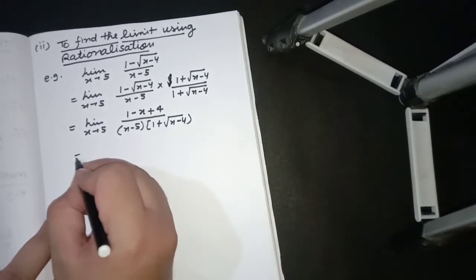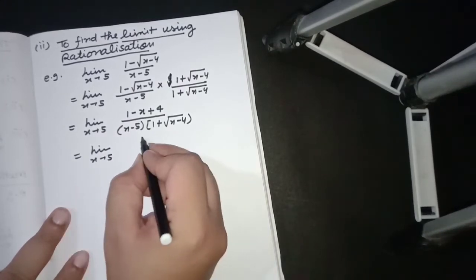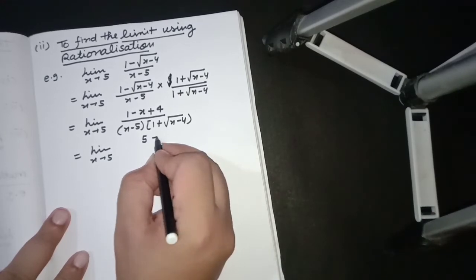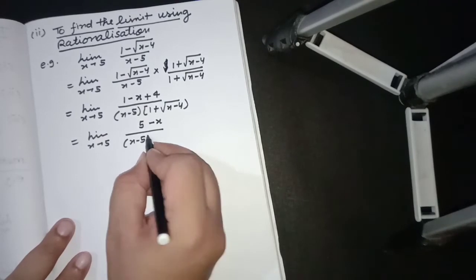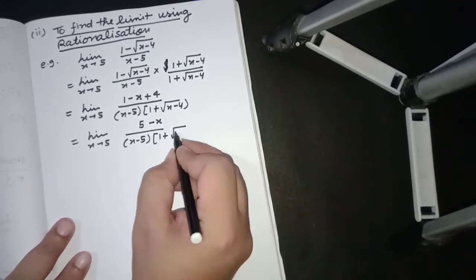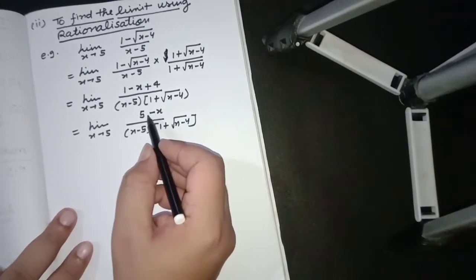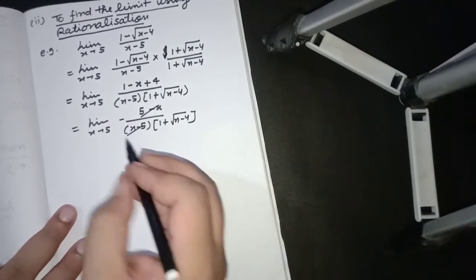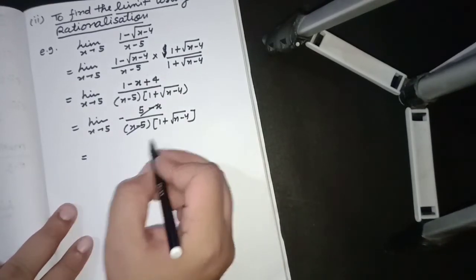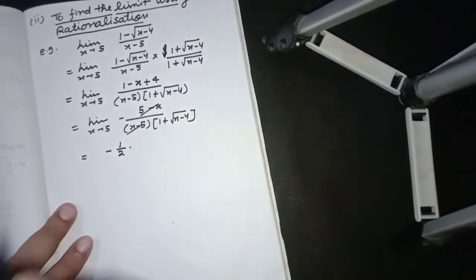Now it will become 5 minus x, so that will be the limit x tends to 5 of (5 minus x) upon (x minus 5)(1 plus root x minus 4). Now here these quantities will be cancelled out by a difference of minus. So here it will be cancelled out and it is minus. Put the value of x, so that will come out minus 1 upon 2. So it is the second method of solving the limit.